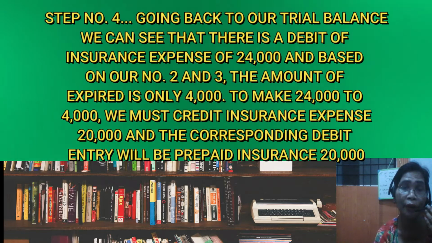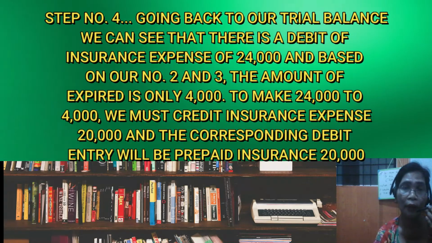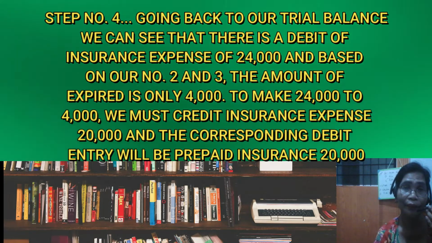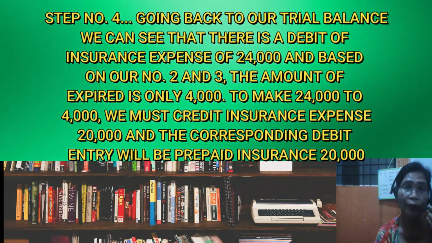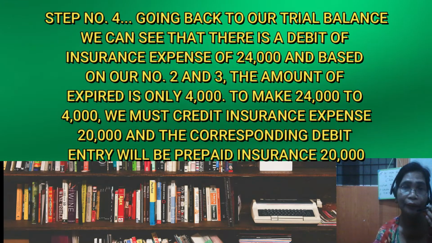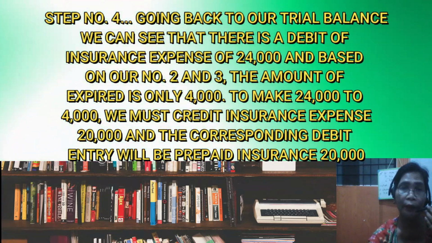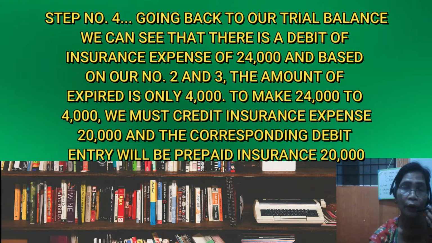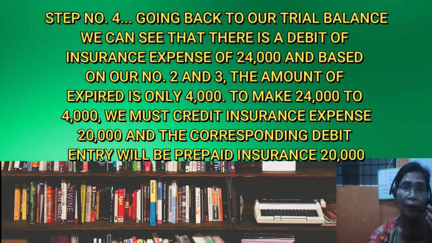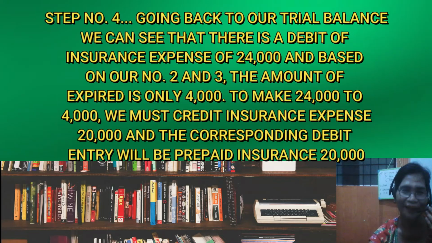So how are you going to do the deduction? You are going to credit the insurance expense 20,000, so that it will become only 4,000 at the end of December 31, 2019. You got now the credit entry for our adjusting entry: credit insurance expense 20,000. And of course, the corresponding debit entry will be prepaid insurance 20,000. So it is just the other way around.